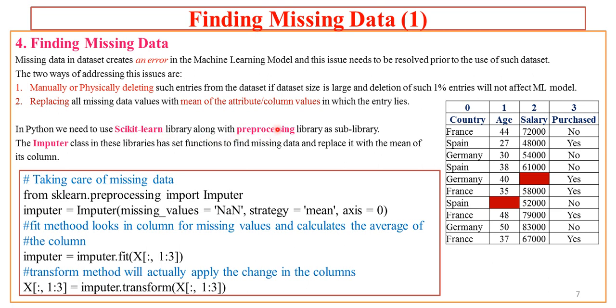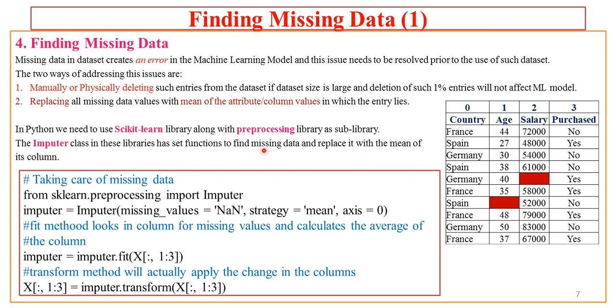So these two libraries will go hand in hand. But just using the library is not sufficient. We need to call an Imputer class from this preprocessing library to perform this task of handling missing data and replacing it with the mean of its column.